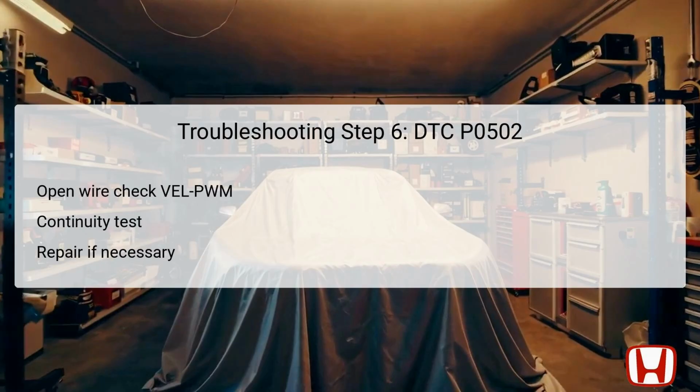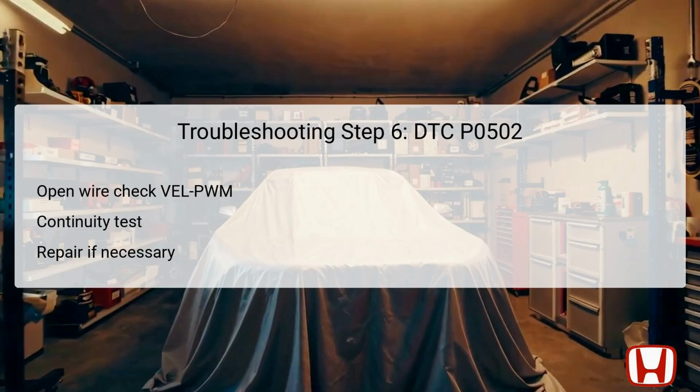In the final step of the troubleshooting process, the technician verifies the state of the VEL PWM wire by conducting a continuity test. The vehicle should be off, and both the CVT speed sensor and TCM connectors need to be disconnected. This precaution ensures accurate measurements without interference. Continuity is checked between the relevant test points to confirm that the wire is intact.